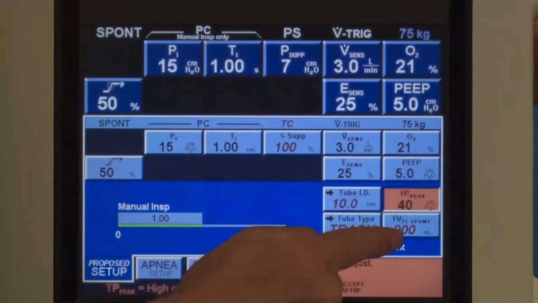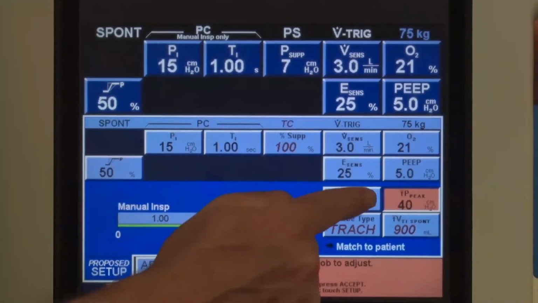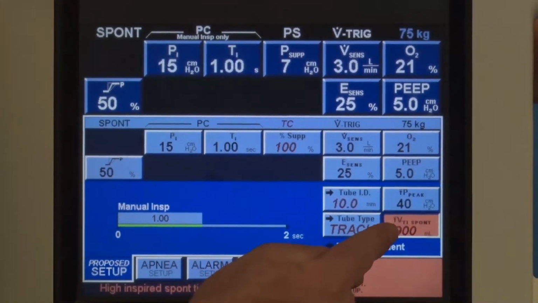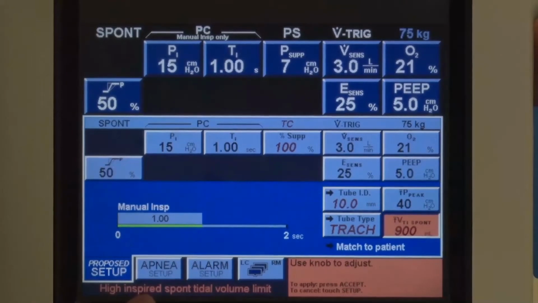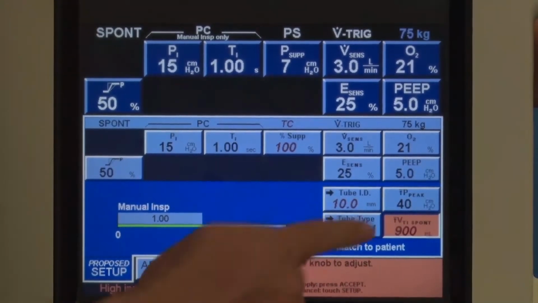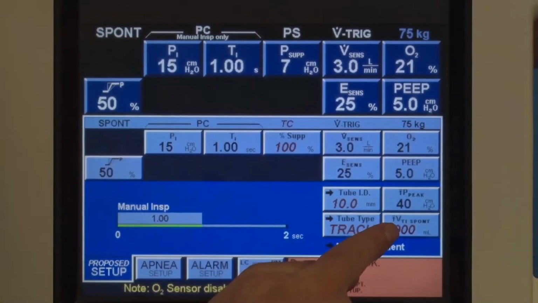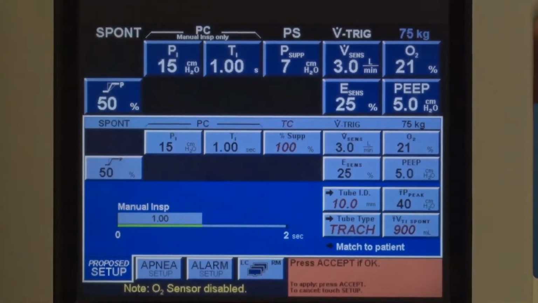You notice that you have alarm parameters next to the artificial airway. Remember what these are now. High peak airway pressure, that's your PIP alarm, and we talked about this one earlier. High inspired spontaneous tidal volume limit. Barotrauma, volutrauma. Hey, ventilator, don't let the patient take a breath larger than X. So that's your discretion where to put that.